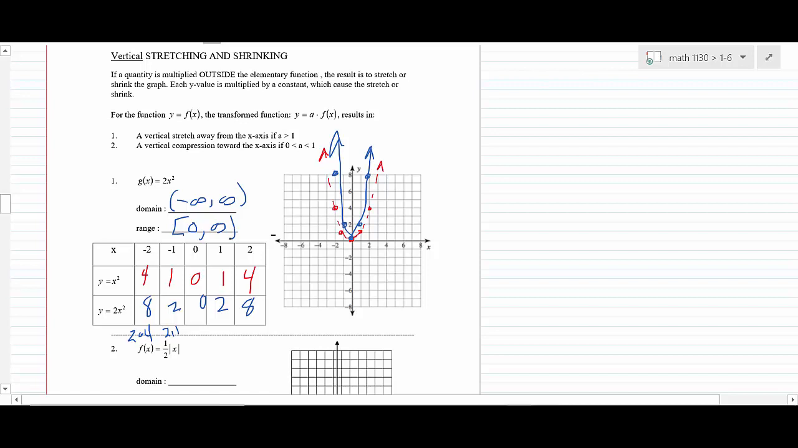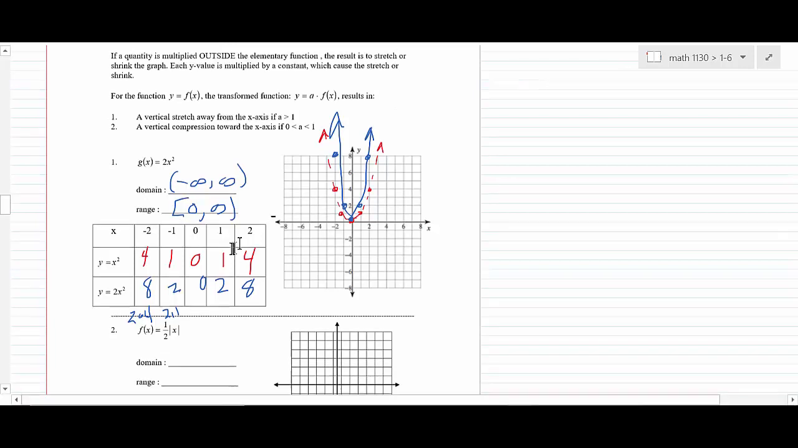Okay? What if you did this? What if you did 3x squared? What's that going to do? It's going to make all the y values triple. And if it makes the y values triple, what happens? Stretch. Does that make any sense? Okay? That's the idea. So again, anytime that you're outside of that elementary function, the y value is either going to go up or down, or it'll stretch or it'll shrink. Those are the only possibilities there are.